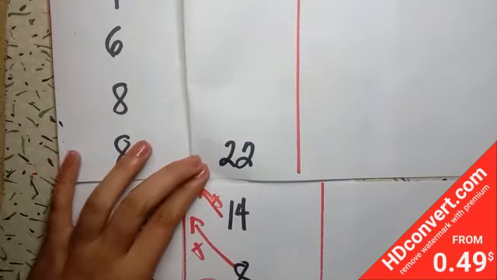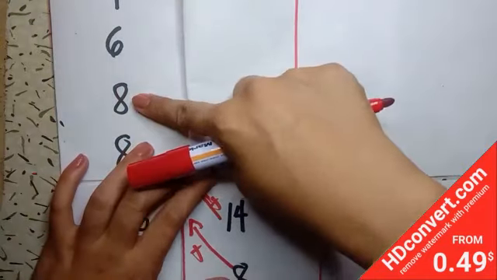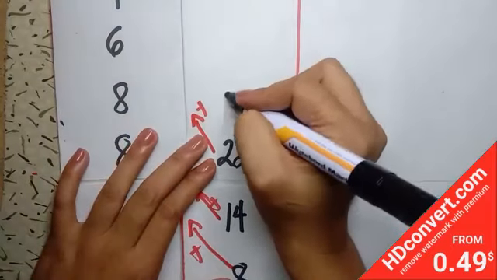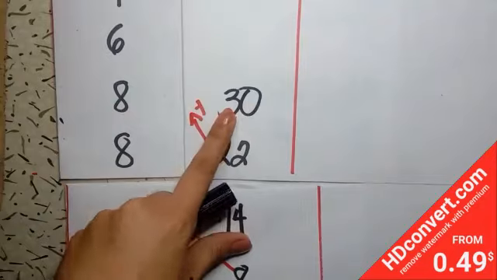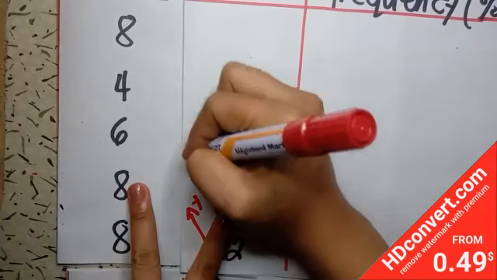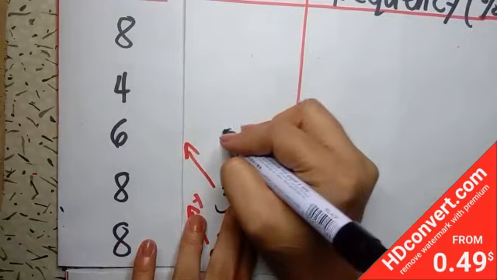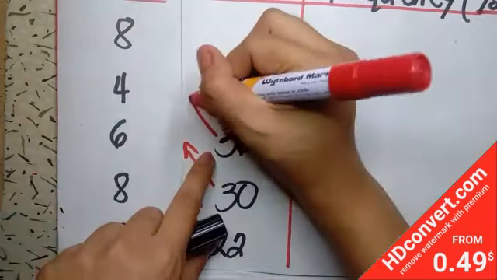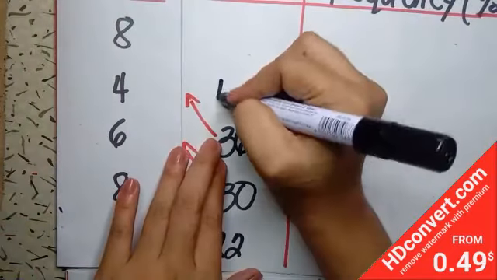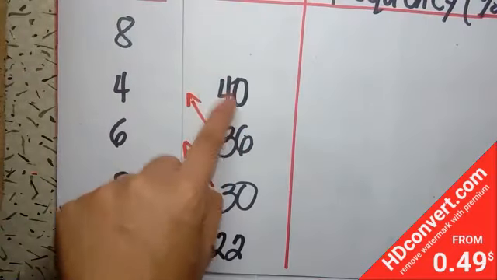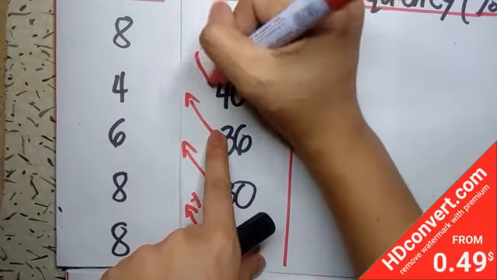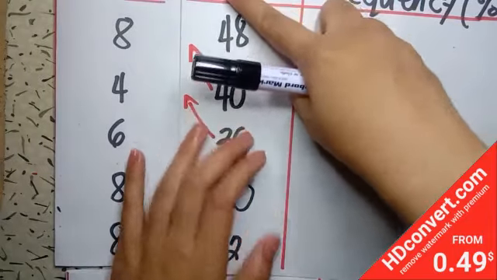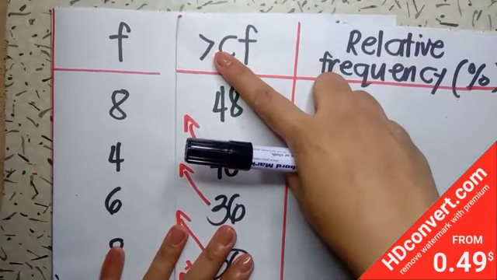Next, the 22, add it to the next 8. So, 22 plus 8 is 30. Next, the 30, add it to 6. So, we have 36. The 36, add it to 4. So, 36 plus 4 is 40. Then 40 plus 8, we have 48. So, that is the greater than cumulative frequency.